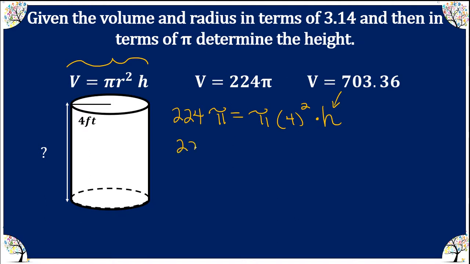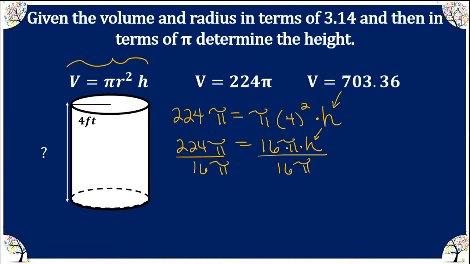So we're going to have 224 pi. We're going to square the 4, and I'm just going to write it in this order. You can write it in any order because of the commutative property. I'm isolating h, so I can simply divide both sides by 16 pi. I can do that in one step because it's the same inverse operation.